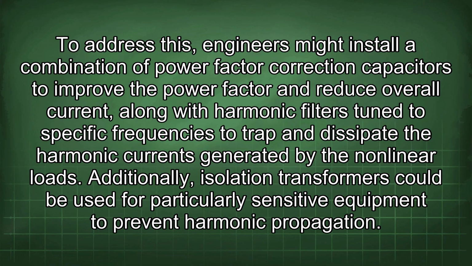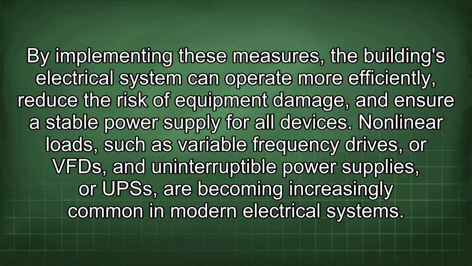To address this, engineers might install a combination of power factor correction capacitors to improve the power factor and reduce overall current, along with harmonic filters tuned to specific frequencies to trap and dissipate the harmonic currents generated by the nonlinear loads. Additionally, isolation transformers could be used for particularly sensitive equipment to prevent harmonic propagation. By implementing these measures, the building's electrical system can operate more efficiently, reduce the risk of equipment damage, and ensure a stable power supply for all devices.